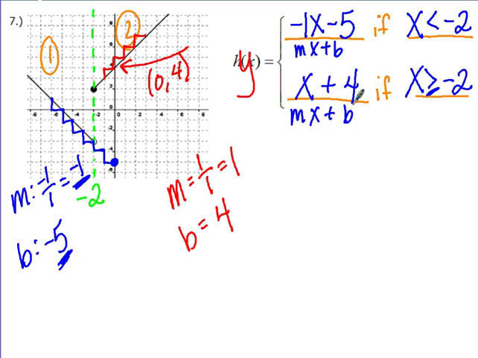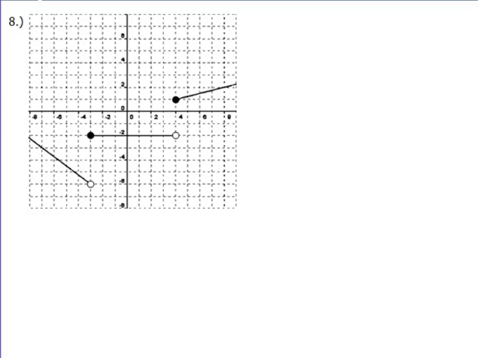So it's really nice when we don't have to do our point-slope formula, when it can cross the y-intercept nicely. If you have questions, please pause. If not, we're going to continue to question 8.